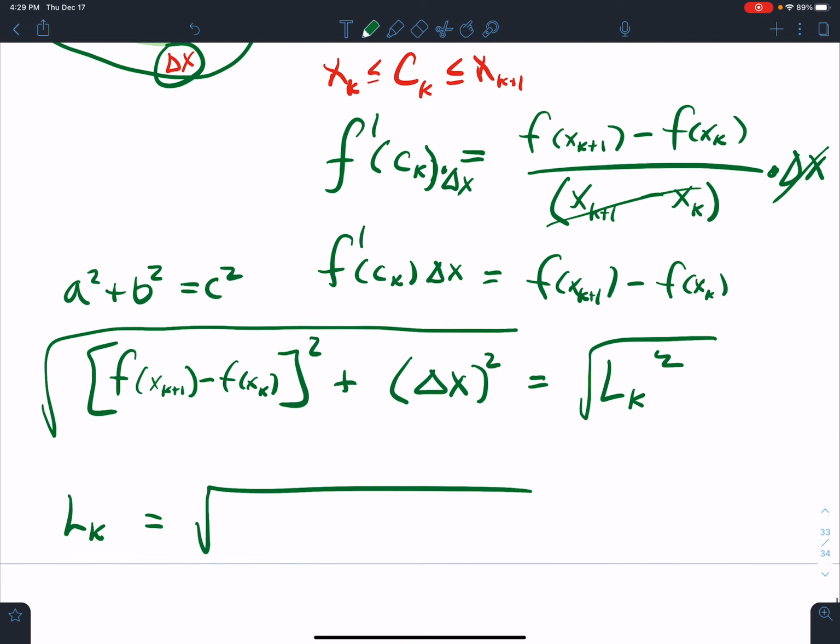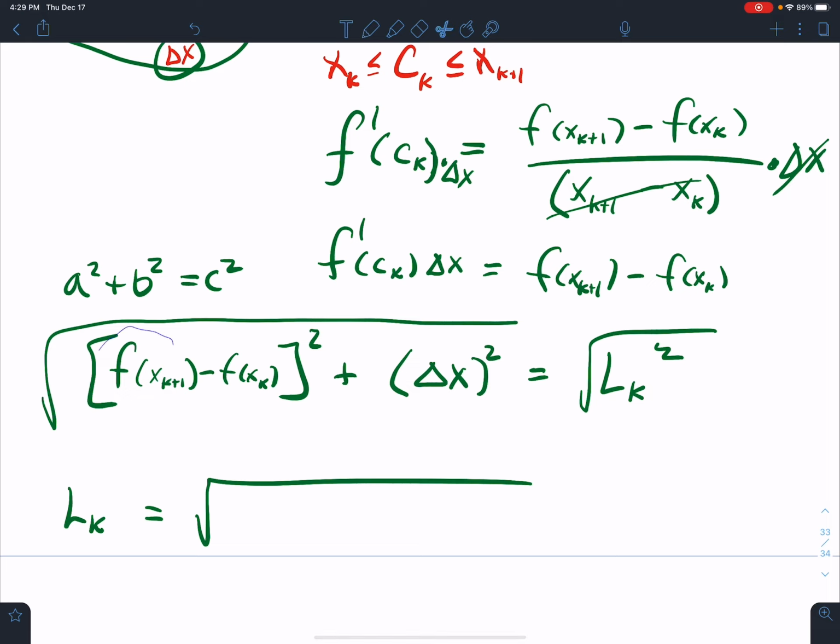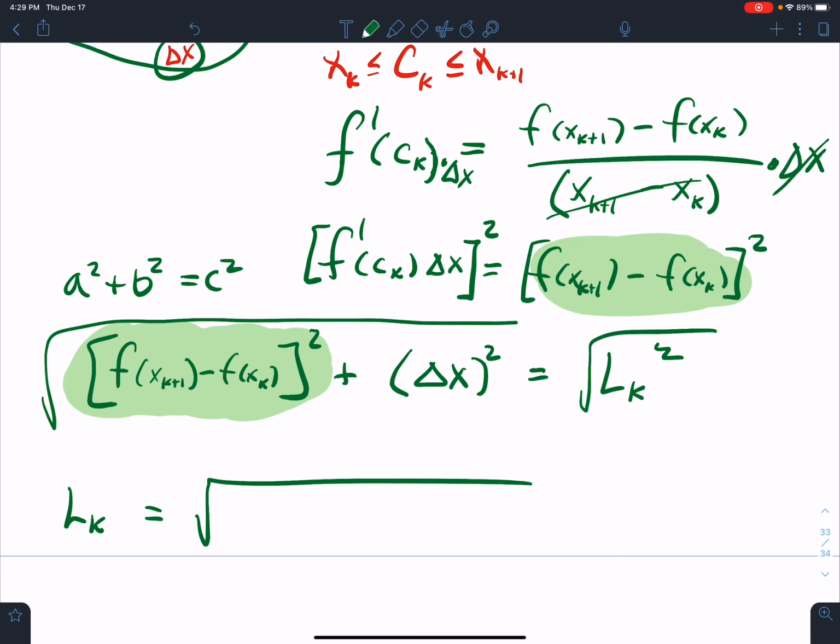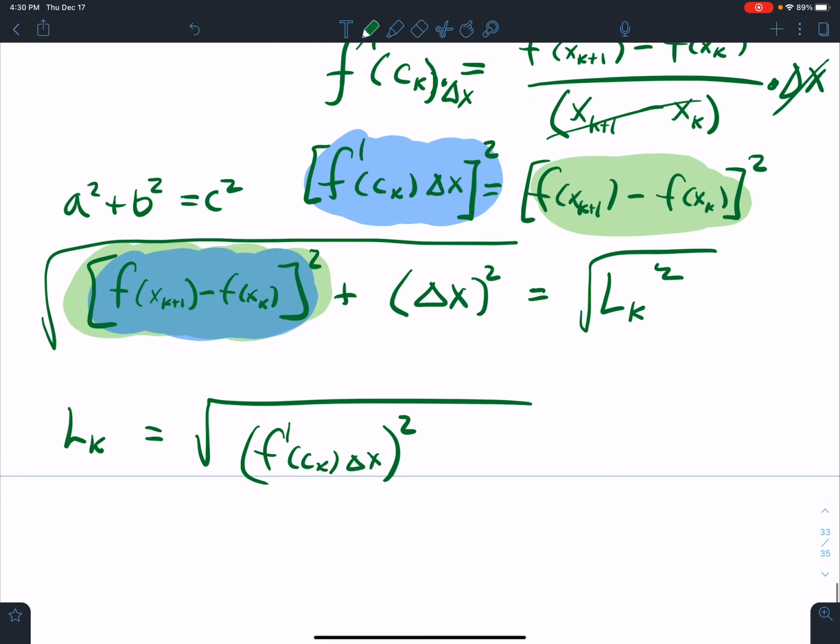of what? Well, it's this piece right here. What do we know about this piece? Well, it's this piece right here, except I need to square it. But if I square this side, I have to square this side. So I can replace this with this. So this is f prime ck delta x squared plus delta x squared.